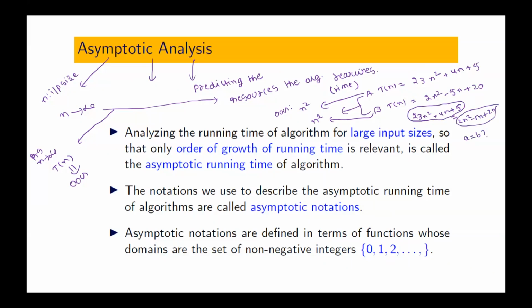But here our intention is different. After removing lower order terms as well as constant coefficients of the highest order term, if both are the same, that means asymptotically both are the same. So to do this, we need different kinds of notations with that meaning. Here n denotes input size, which cannot be negative, so we take input size as 0, 1, 2, and so on.